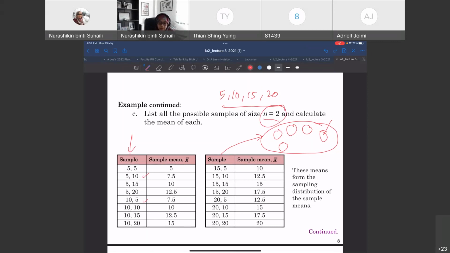Now this is all the samples, so you have to calculate the mean of every sample. The mean of 5 and 5 is 5. 5 plus 10 divided by 2 is 7.5. So you find the mean for every sample. These are the sample means, and this is how the sample means are developed.